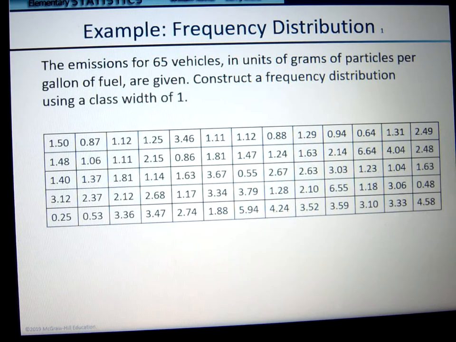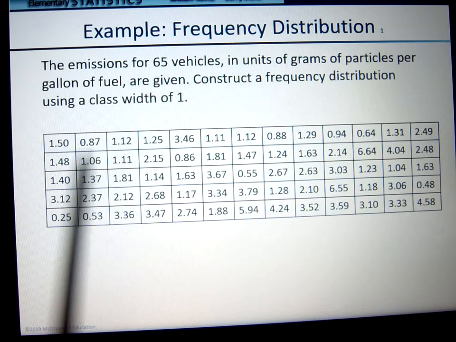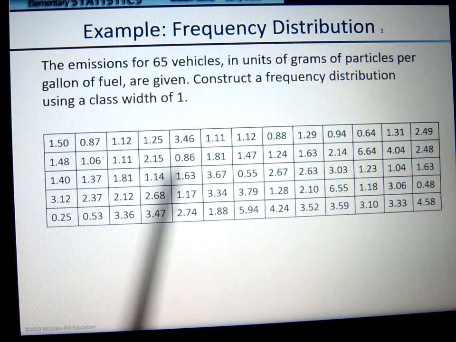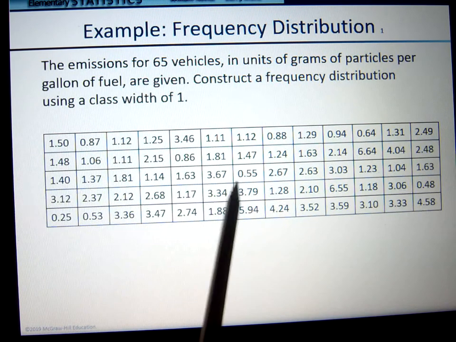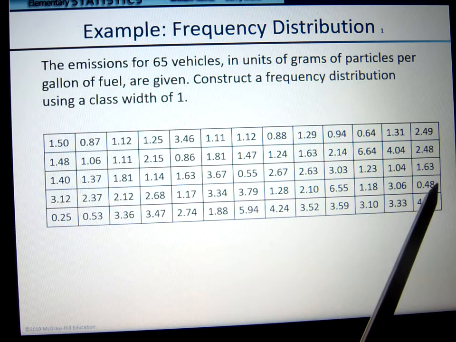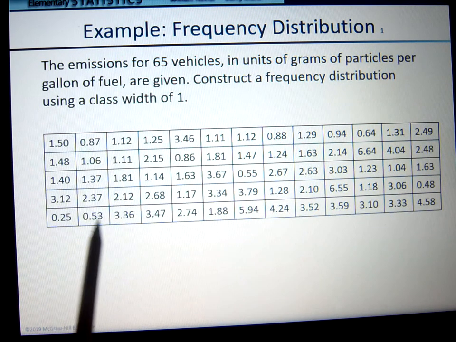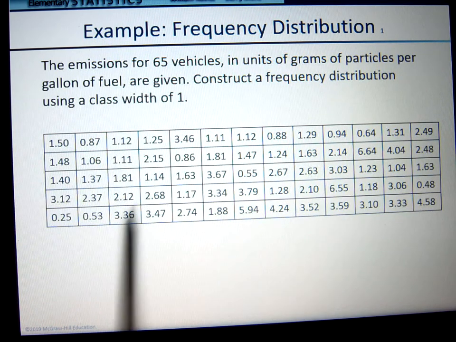So here we have something interesting where we have 65 emission vehicles and units of grams of particles per gallon of fuel. We're going to construct a frequency distribution. The first thing that I do when I'm looking at this is I'm looking for the smallest number that I have. And so far I see that I have a 0.86. Let's see if we can find smaller. There's 0.55. See if we can go smaller than 0.55. 0.25 is here. So it looks like 0.25 would be my smallest number.